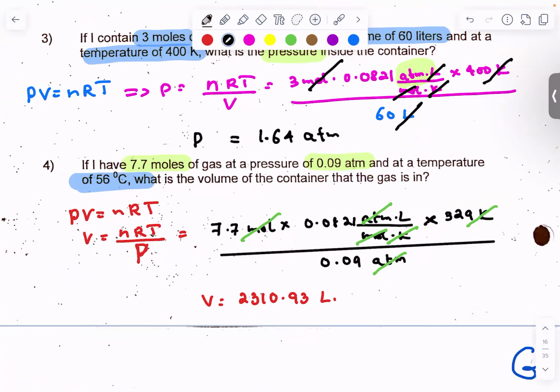When you get the answer, do tell me, right? I'm almost finished. Okay, I got 2,310.9 liters. Don't forget to put the unit. Right. There you are. Well done. Shabash. Now the next question.